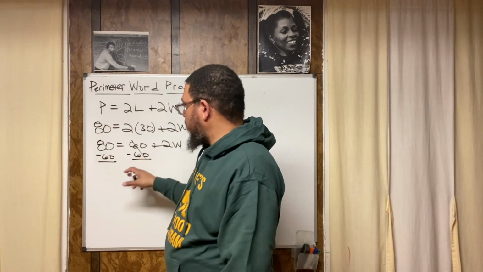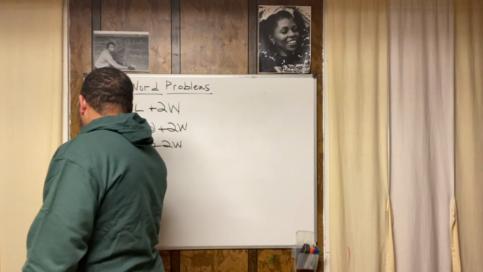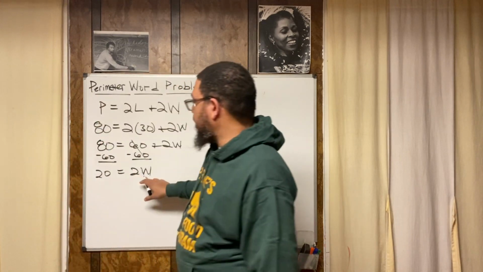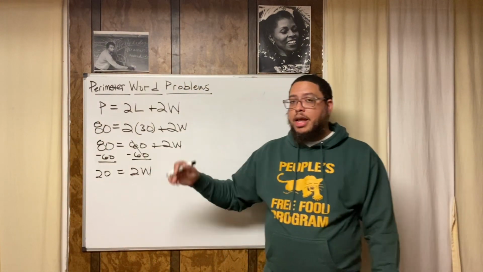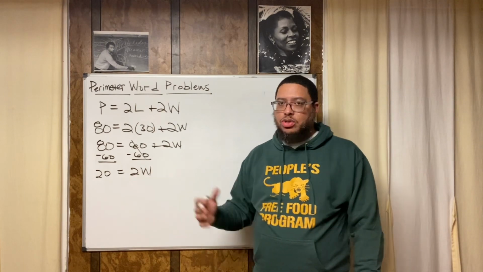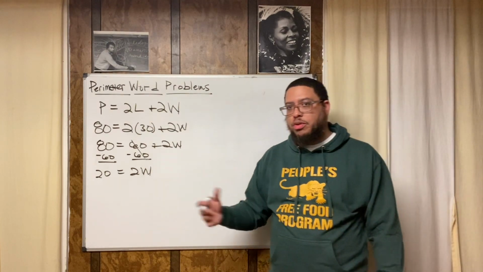So subtract 60 on the right, subtract 60 on the left. 80 minus 60 gives you 20. You've got 20 is equal to 2W. Now I'm trying to get W by itself. I've got to get rid of this 2. Now, I'm not going to subtract that 2. I can't anyway, because 2W minus 2, those aren't like terms. You can't subtract 2 from 2W.